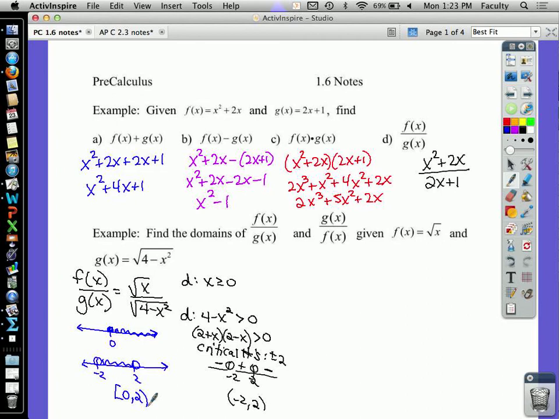So here's what I want you to do. I want you to write g of x over f of x. Find the domain of that numerator and the domain of the denominator. Make little number line sketches and see where they overlap.